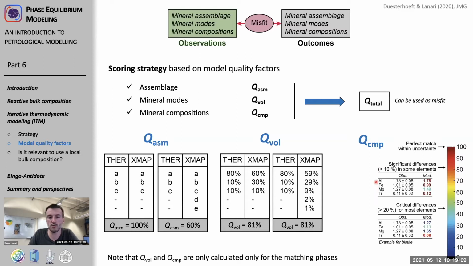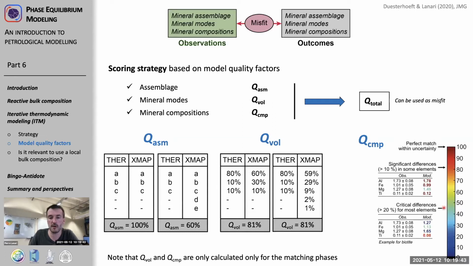For example, here I show you for biotite four elements: aluminum, iron, magnesium, and titanium. The first column is the observation with some analytical uncertainties expressed in atoms per formula unit. And the second column is the modeled composition. The color code here is the same as for the color bar. You see that for most elements, the match is very good within uncertainty. And for magnesium, there is a significant difference in the model compared to the observations. That's why the value of the QCMP is lower.